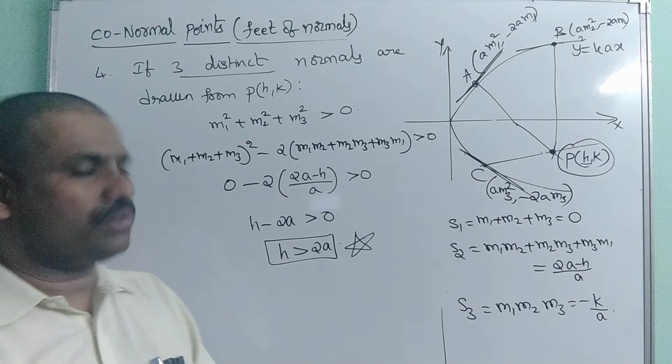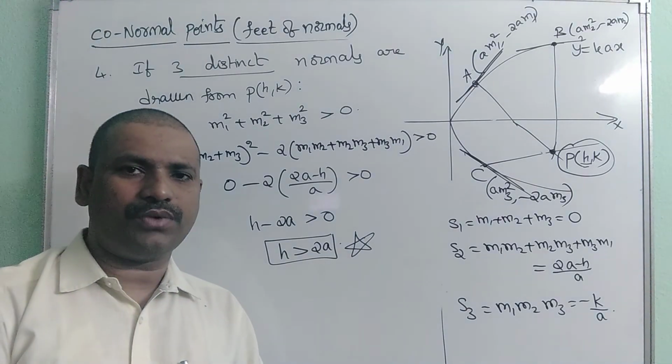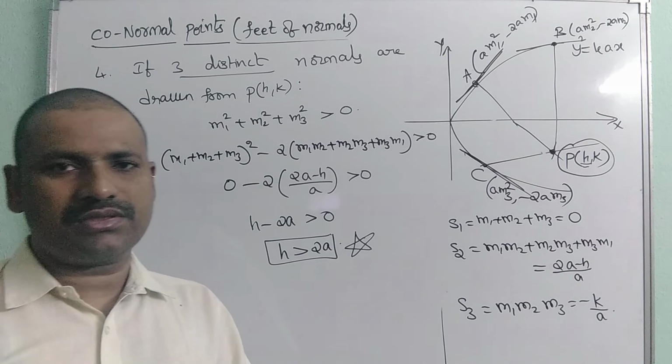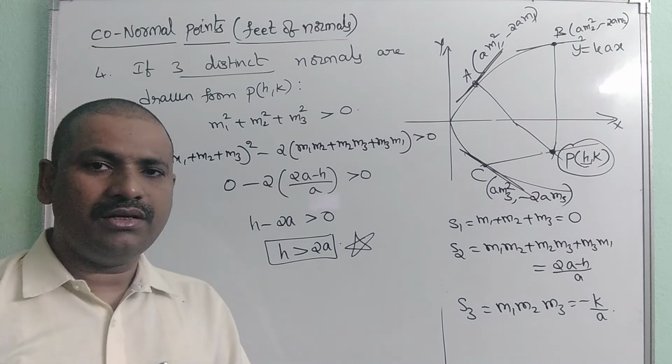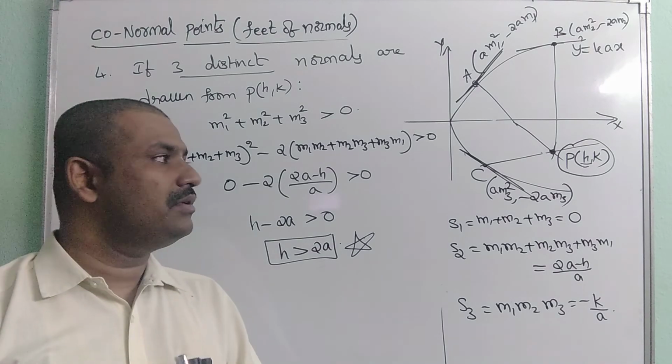Right, students? So this is about the conormal points or feet of normals. Everybody go through it once again, slowly, and try to note this down.